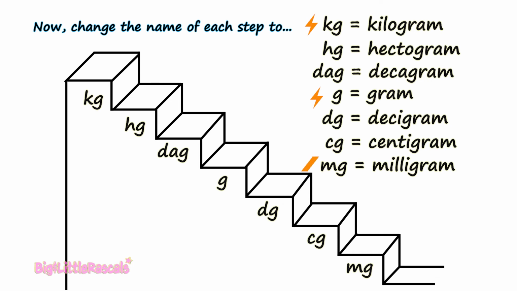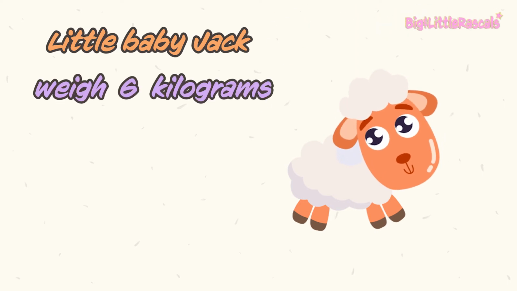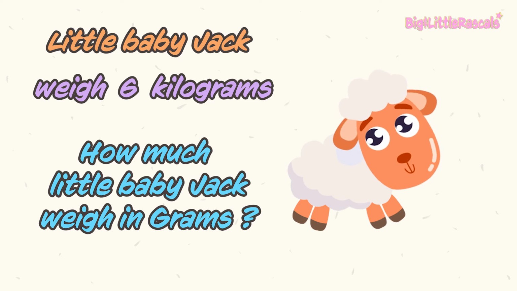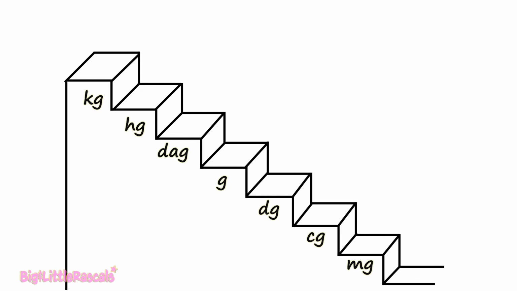In this stair, kg is the biggest unit of measurement, while mg at the bottom is the smallest unit of measurement. The most commonly used are kilogram, gram, and milligram. I have put a plus sign in front of them and you don't really have to worry about the rest. Little baby Jack weighs 6 kilograms. How much does little baby Jack weigh in grams? 6 kilograms is equal to how many grams?